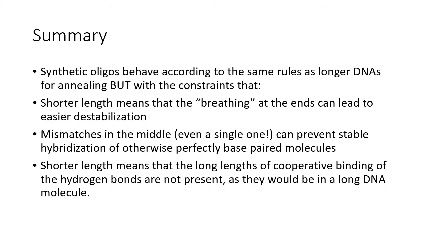So in our summary here, the synthetic oligos behave according to the same rules. Salt favors hybridization, urea and formamide don't, and GC content also affects it. But the shorter molecules also have the phenomenon of breathing at the ends that can destabilize the molecule, and mismatches in the middle of the molecule can prevent stable hybrids from forming, or cause them to melt off as soon as they do form. So we lose the cooperativity of bonding that we get with long molecules, and short oligos don't behave quite the same way that longer molecules would.